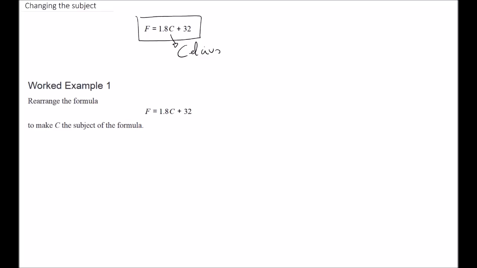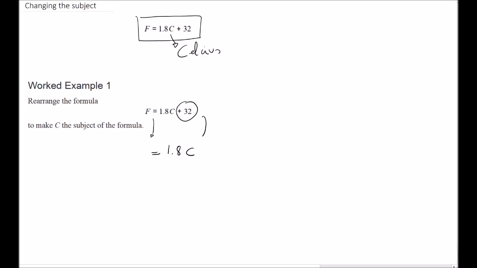All right. When is something the subject of a formula? When it stands alone, either on the left side or the right side of your equal sign. So I need to get rid of everything except C on one side of this equation. All right. So we have F is equal to 1.8C plus 32. I need to get rid of that plus 32. I'm going to get rid of that on the right side. What do I do to get rid of plus 32? Well, I'm going to minus it. So if I minus it on this side, I just have 1.8C.